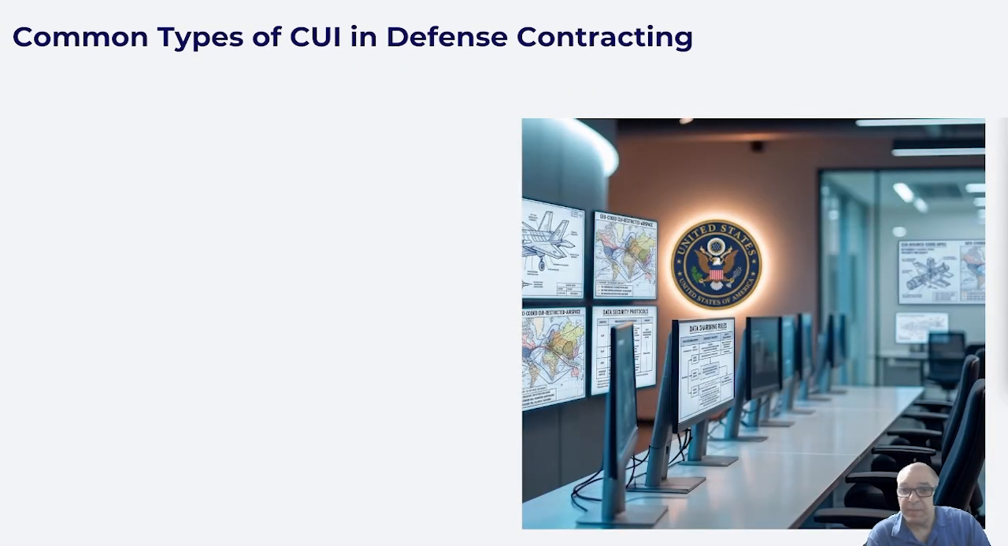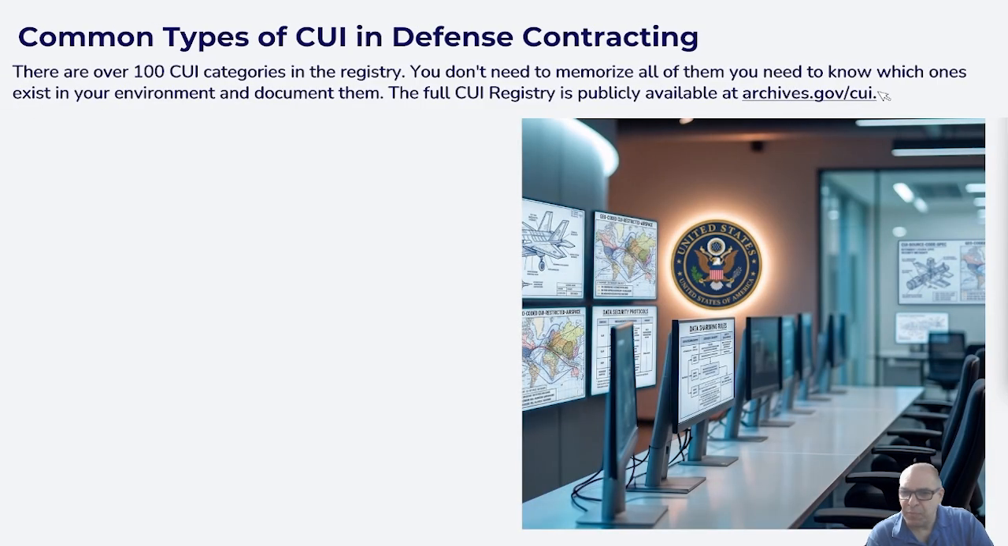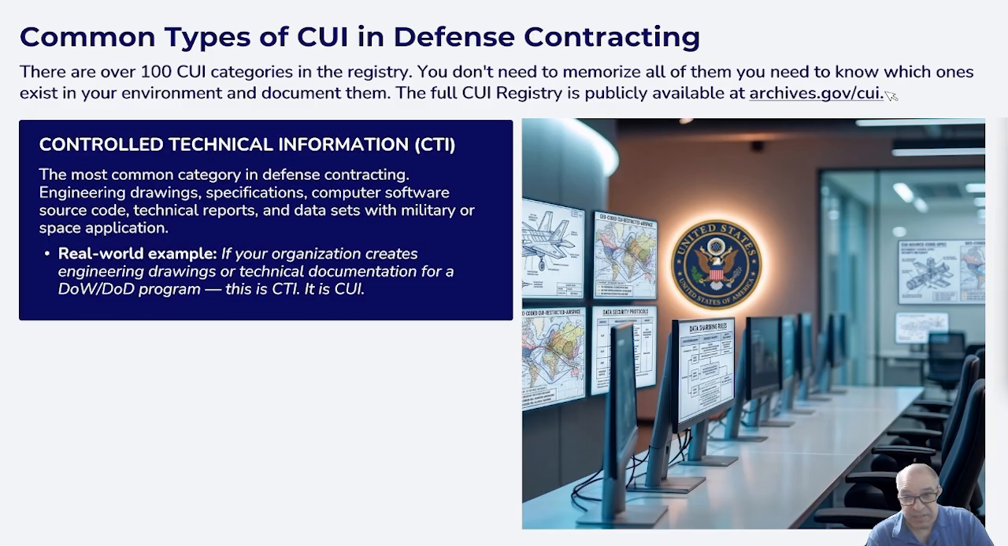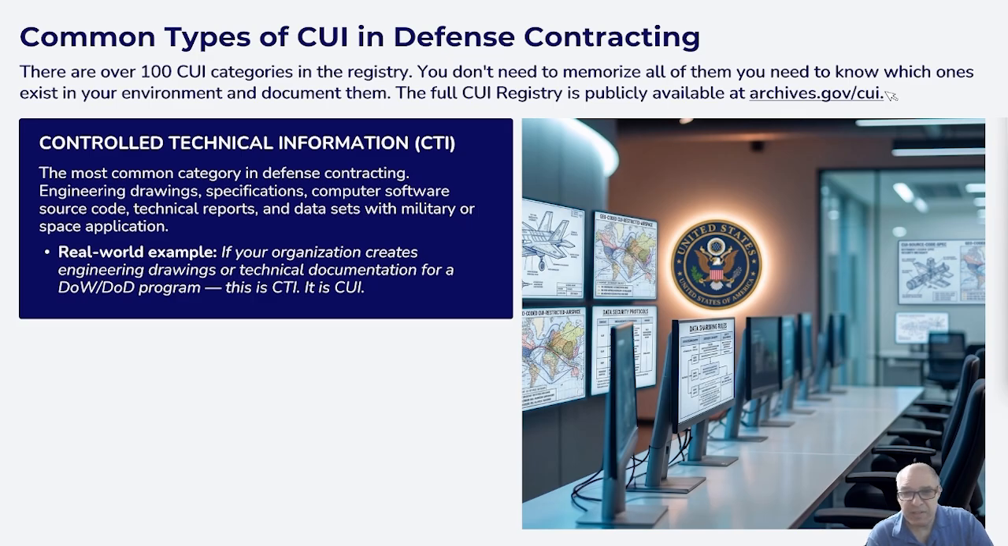CUI comes in many types. Let me highlight the ones that come up more often in defense contracting. Controlled technical information, or CTI. This is one of the ones I see most frequently. CTI is technical information with military or space application, such as engineering drawings, engineering specs, computer software with source code, and technical reports. If your organization creates or handles any of that in support of a DOW, Department of War, DOD, Department of Defense contract, that's CUI.